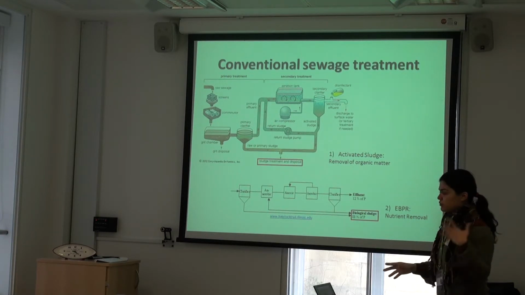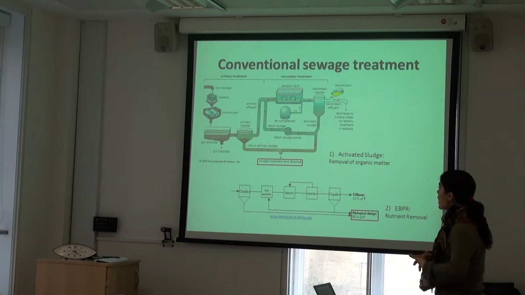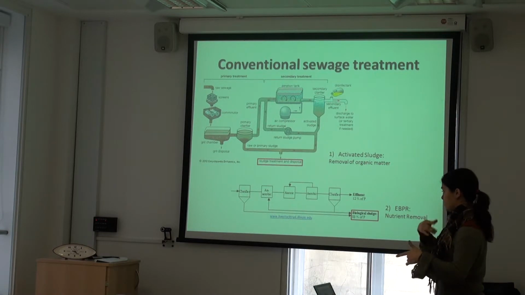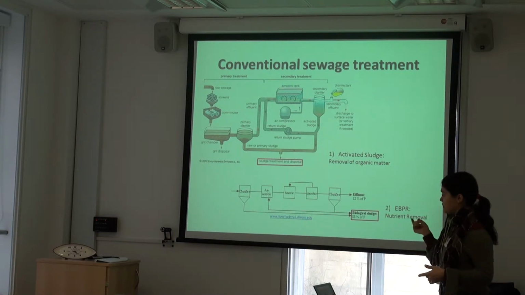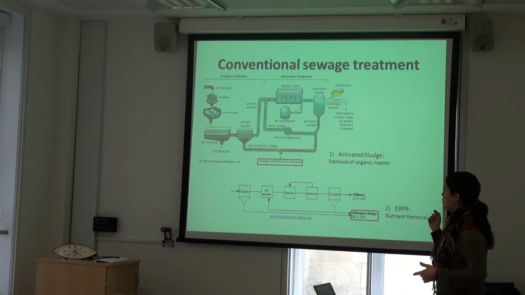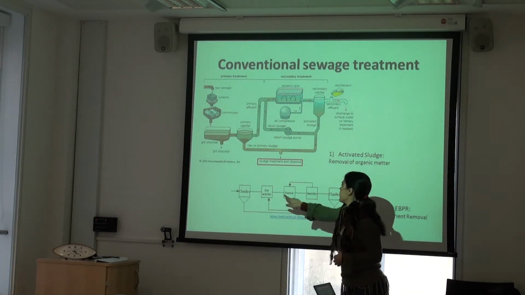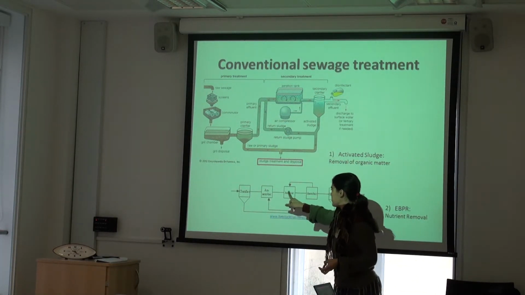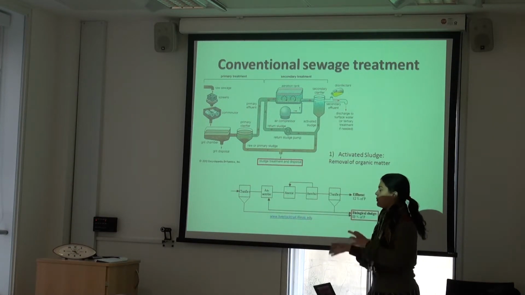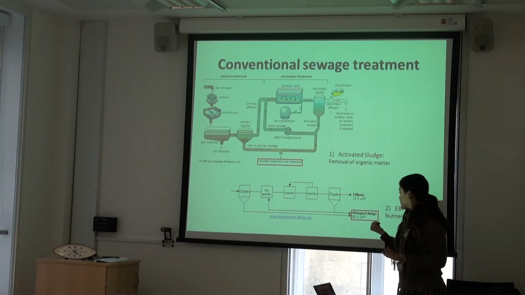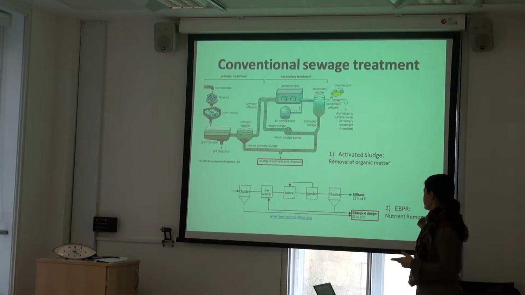At first it was only to reduce the amount of organic matter, and afterwards what is now widespread is to also remove the nutrients. So instead of going directly to the aeration tank, there is an anaerobic chamber and an oxic chamber, depending on the amount of oxygen you put, so that apart from removing organic matter, you remove phosphorus. This is the enhanced biological removal, and you also remove nitrogen.